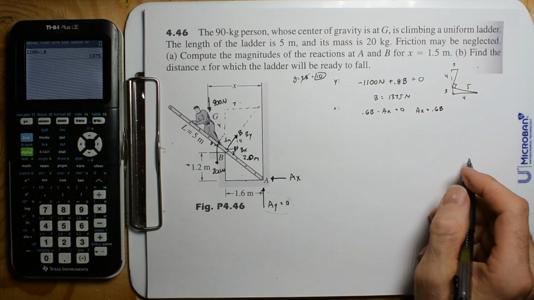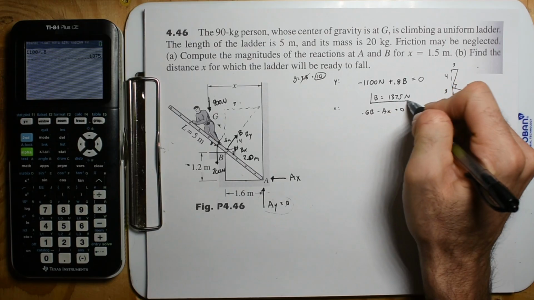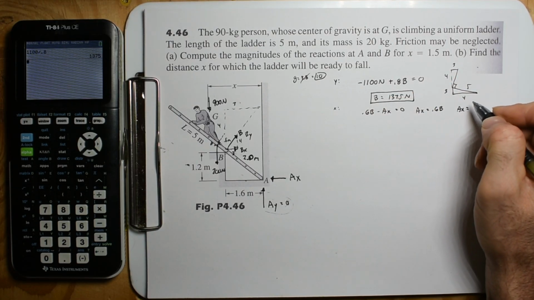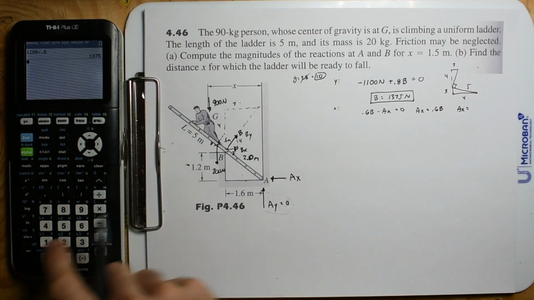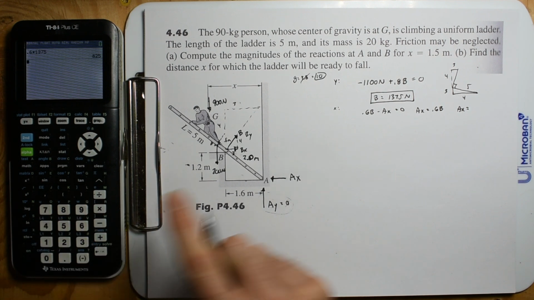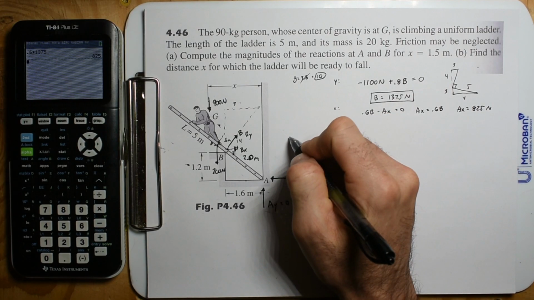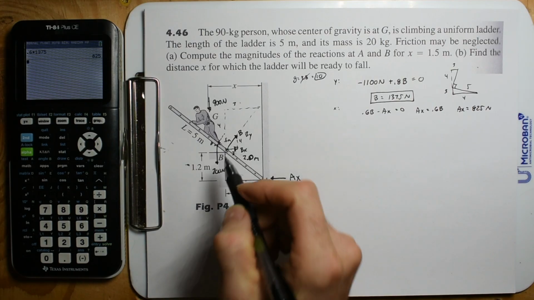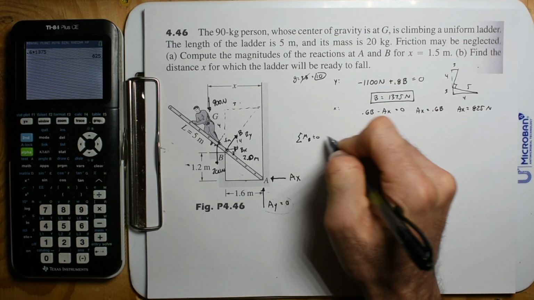Cool. And, oh yeah, we know what B is. Sweet. So AX is going to be 0.6 times 1375. That's going to be 825 newtons. Okay, so now we sum the moments. I'm going to sum them about point B. So we're going to sum the moments about B. That's going to be equal to 0.